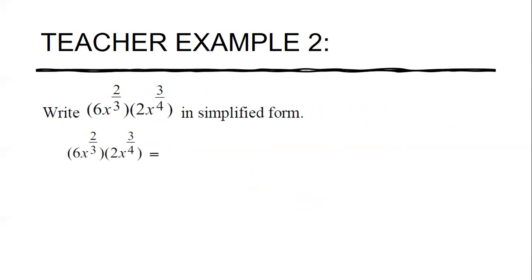All right, let's try another one. So we're going to simplify. So first, focusing on numbers, we're going to combine like terms through commutative and associative properties of multiplication. So we have 6 times 2, and we have x to the 2/3 times x to the 3/4. Well, 6 times 2 is easy, right? Basic multiplication. X to the 2/3 and x to the 3/4, that's using my product rule of exponents. And that means that I'm actually adding 2/3 and 3/4 together.